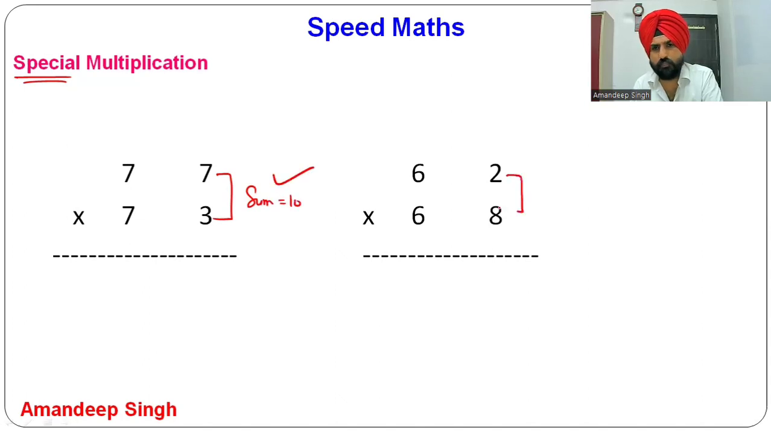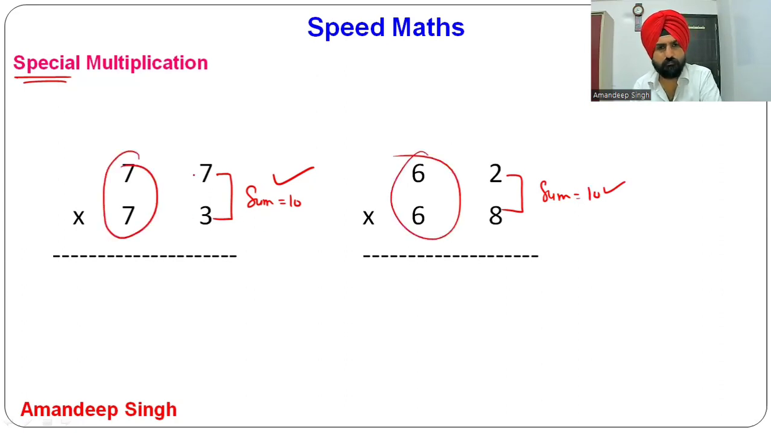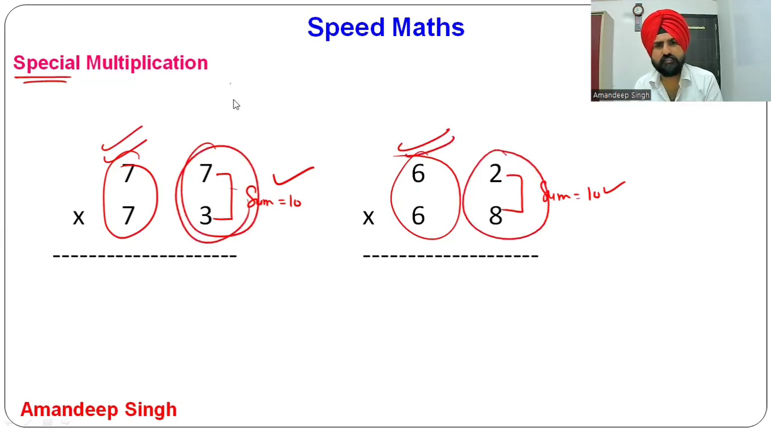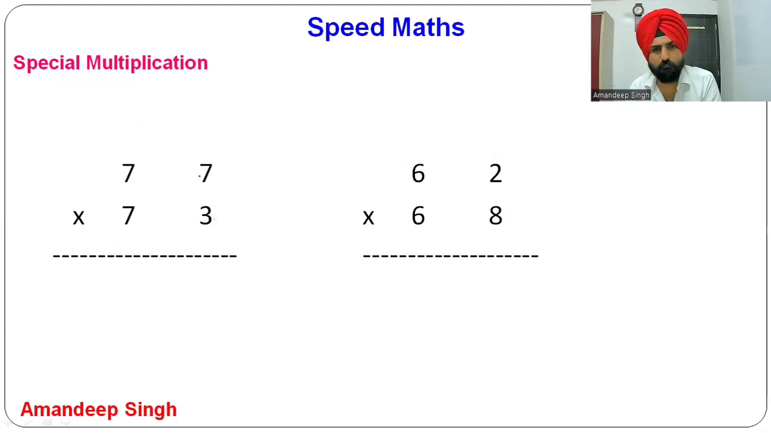Yes. Sum of the unit digit is 10? Yes, right? And the tens place are same, right? So these numbers are same, the tens place are same, and the unit digit has sum as 10. Such multiplication is very easy. What do you have to do? You have to simply do 7 3s are 21. We simply multiply these numbers.